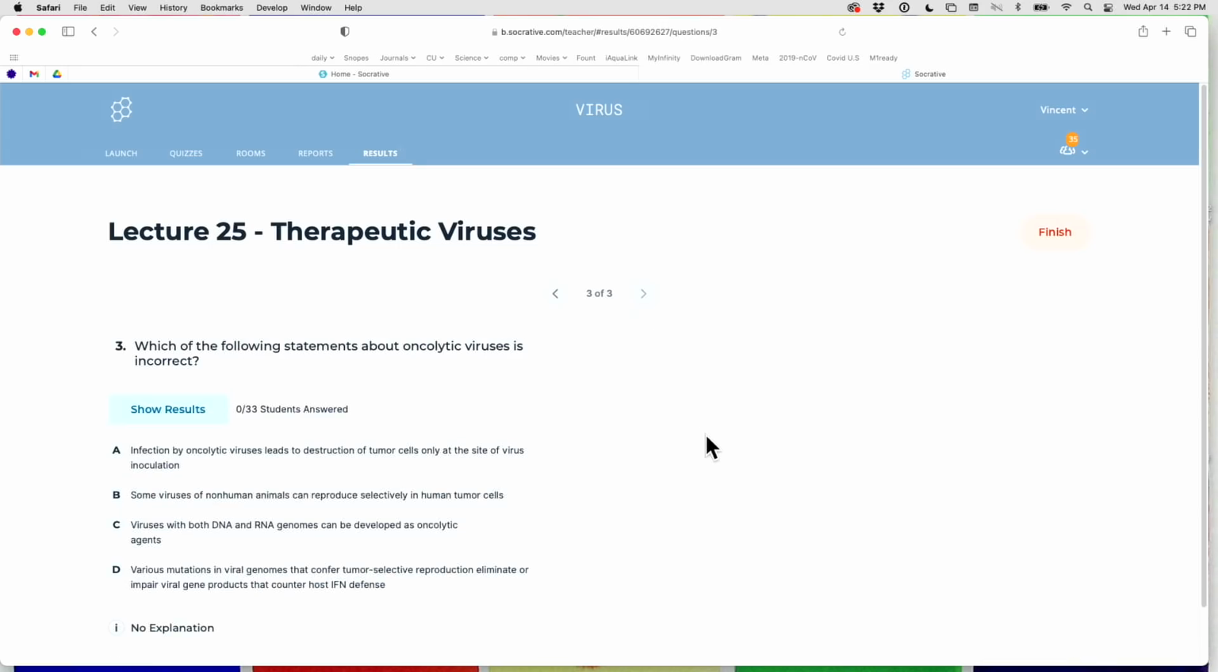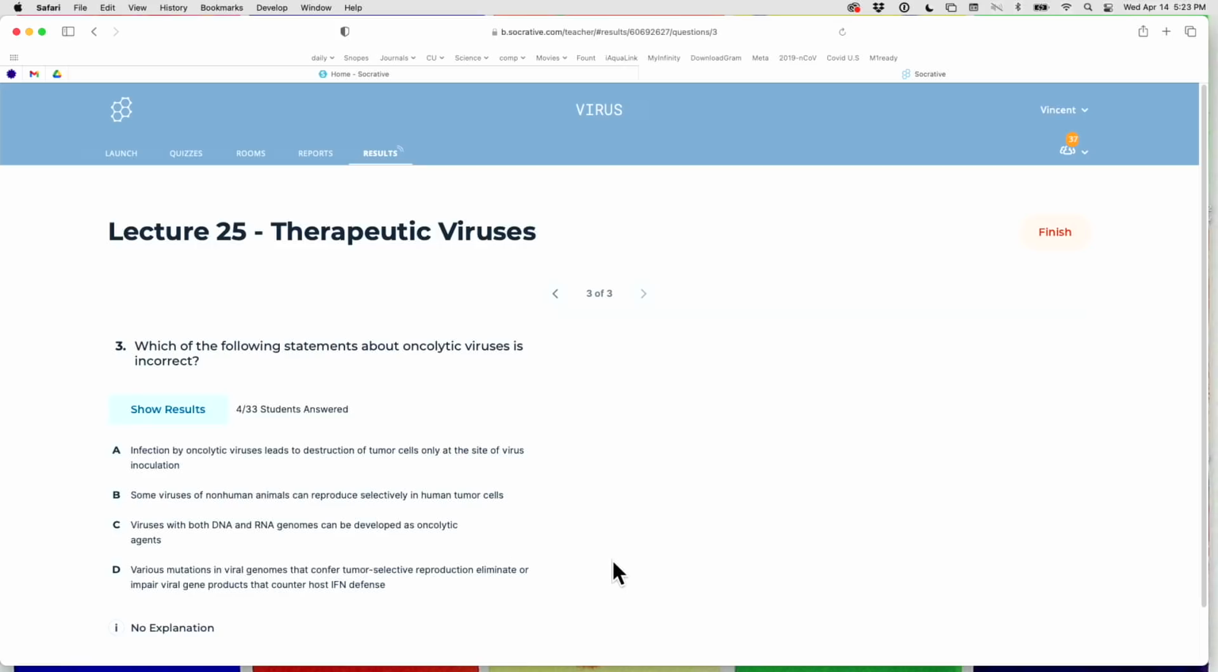Which of the following statements about oncolytic viruses is incorrect? Infection by oncolytic viruses leads to destruction of tumor cells only at the site of virus inoculation. Some viruses of non-human animals can reproduce selectively in human tumor cells. Viruses with both DNA and RNA genomes can be developed as oncolytic agents. Various mutations in genomes that confer tumor-selective reproduction eliminate or impair viral gene products that counter host interferon defense.